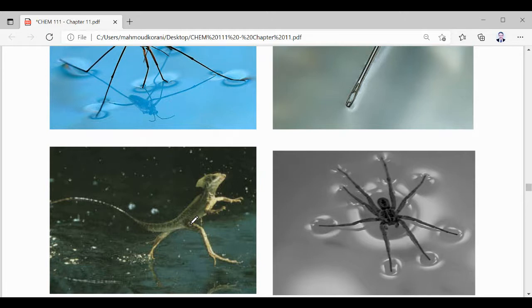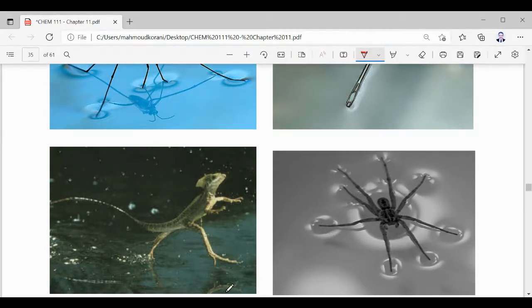You can see the animal stays on the water, and the water does not break through its skin. The reason for that is also surface tension.